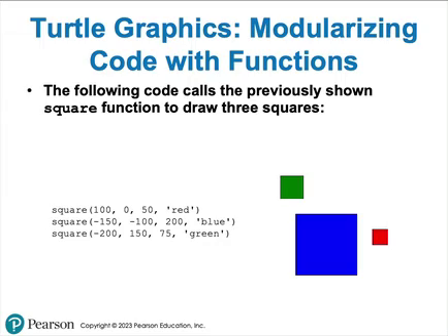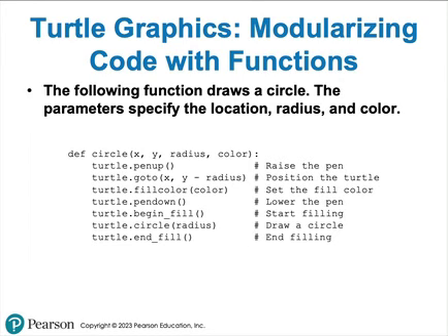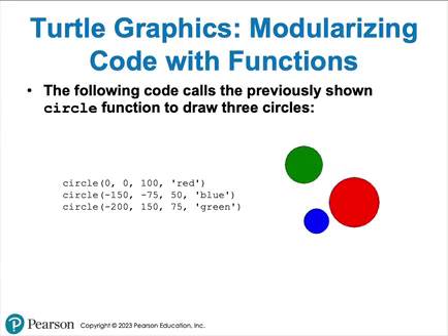So what they do here is, the first line of code at position 100, 0 for a size of 50 creates a red square. The second line of code creates that blue square, and the third line of code creates the green square that's shown. Here they're doing the same thing with a circle function. And then they have examples of where they're calling it to draw different size, different location, different color circles as shown on the screen.